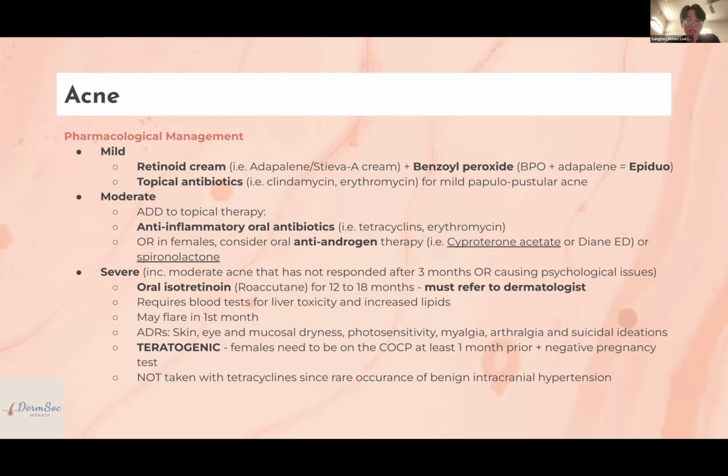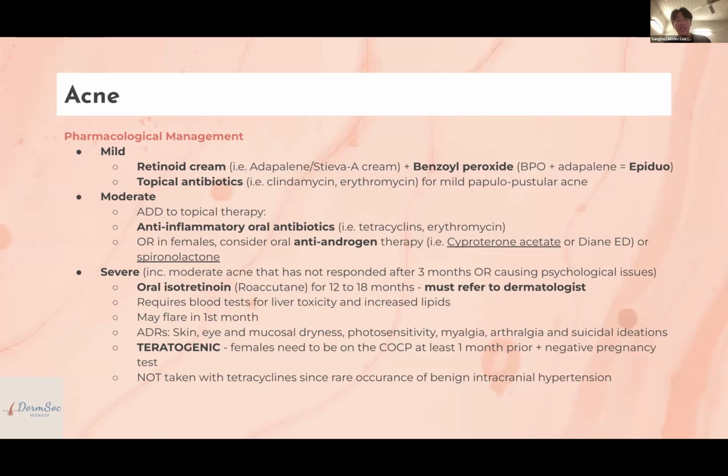Or in females, where we consider excessive androgen production, we can consider oral anti-androgen therapy. So things like the OCP, cyproterone acetate, or spironolactone, but not in males. These are not applicable in males.